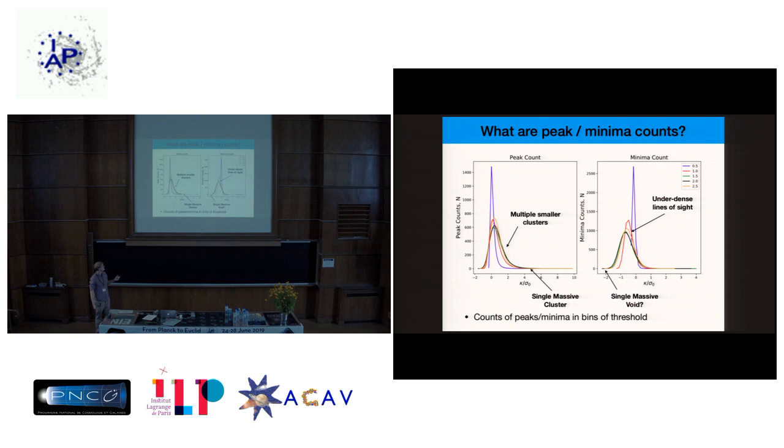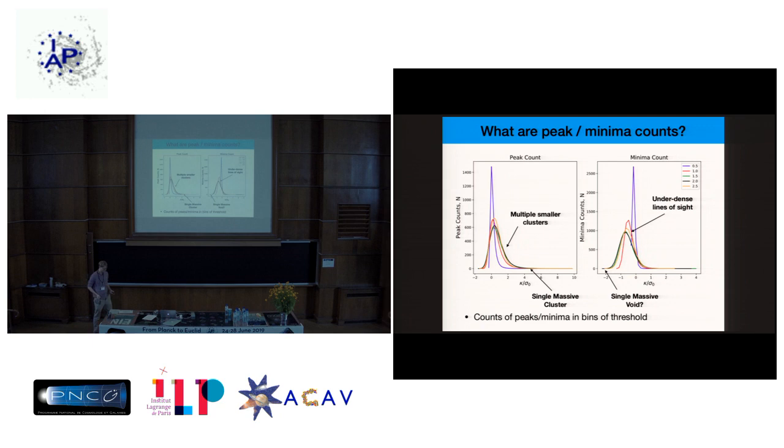And here is what two example distributions for this would look like on maps that have no noise. What you see are these high tails that stretch up, in this case for the peak counts, and these highly positive values are typically peaks that arise from a single massive object along your line of sight, whereas the peaks that arise in this area typically arise when you have multiple groups along the line of sight. Similarly, you have a similar situation for minima, where an extremely underdense region happens to be a line of sight that doesn't really cross any massive clusters, and a similar situation in the slightly underdense regions.